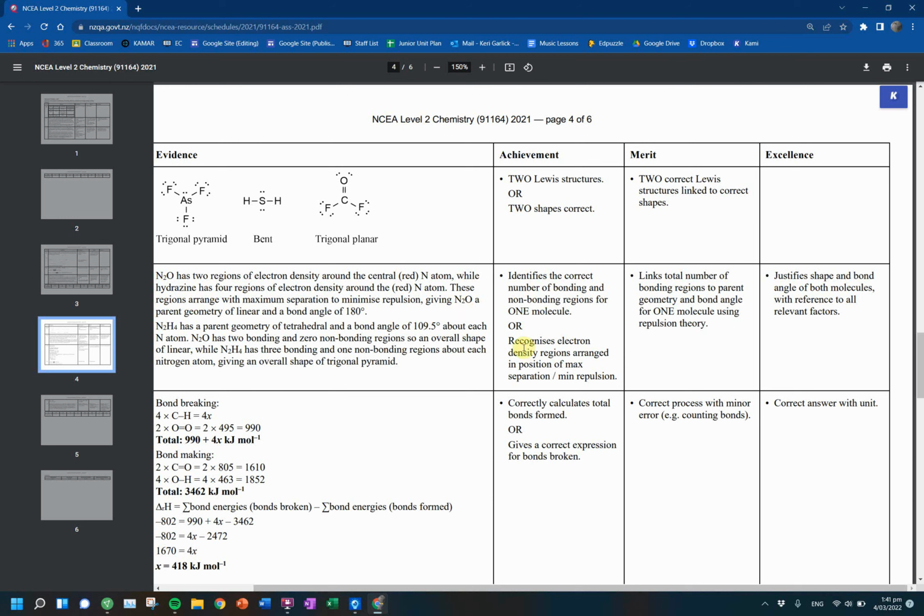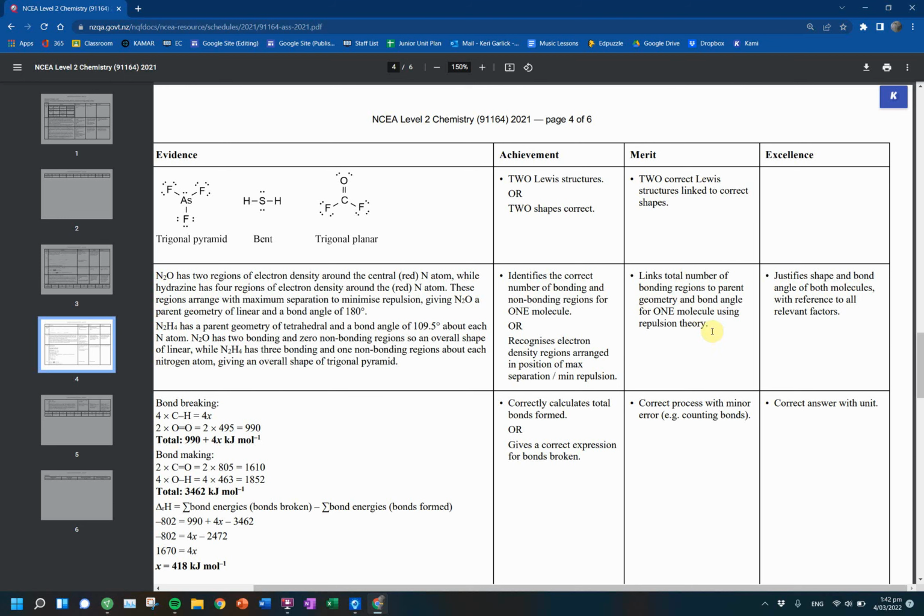The second one was recognizing the electron density regions arranged to maximize distance, minimize repulsion. That is just a generic kind of regurgitation of information. So that's a really good thing to write down. If, again, you're struggling, it can get you an achieve point if you just state something about VSEPR theory.